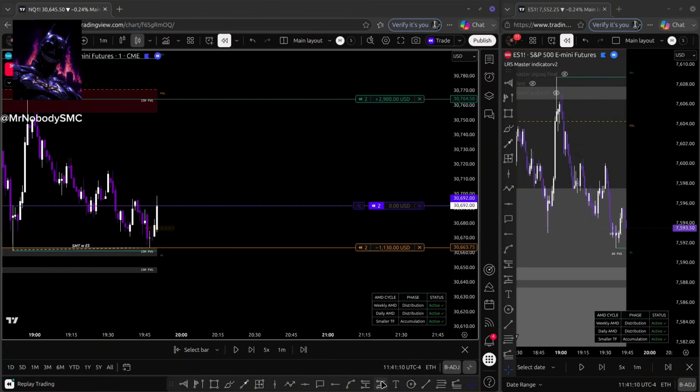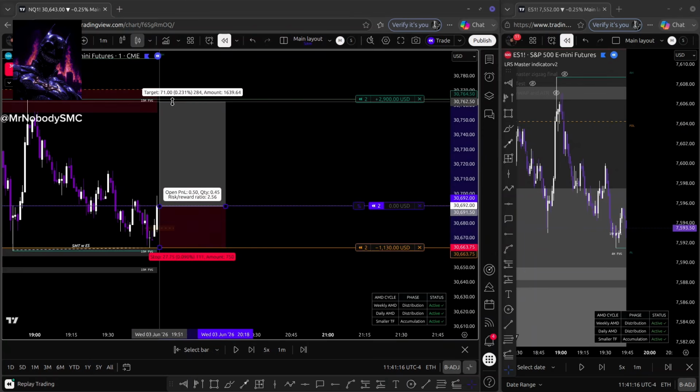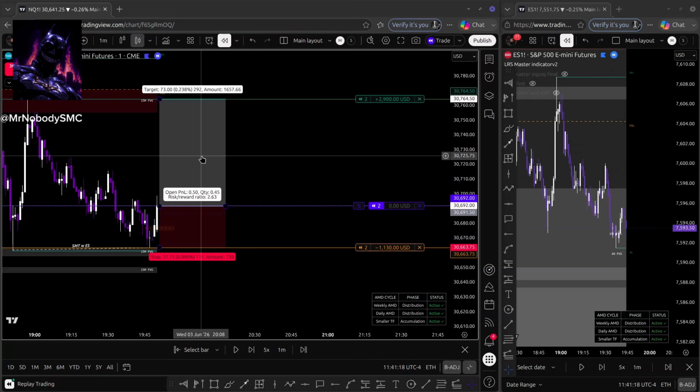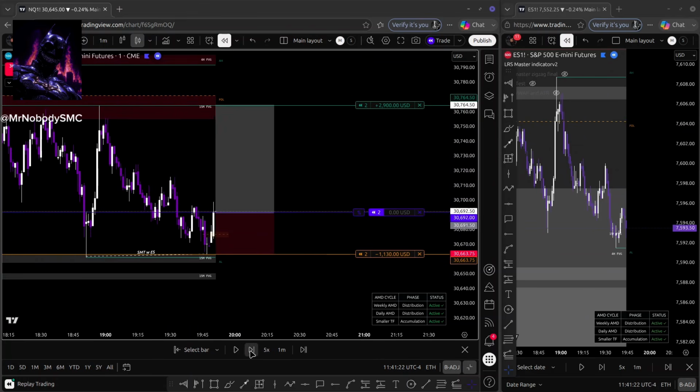So I go to my long position. This is, I believe, a 3-hour trade, somewhere around there. Perfect, 3-hour, 2.63, basically a 3-hour. So I let it play out.